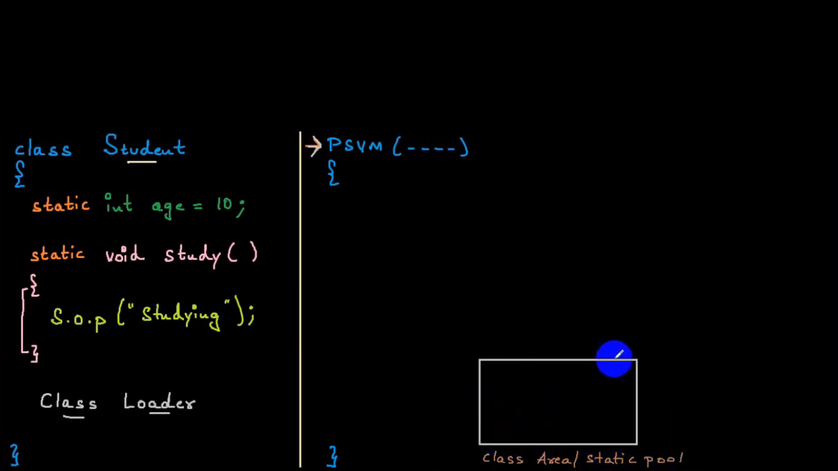So what happens is that automatically the name of the static pool will be the class name. So what is the class name? Student.